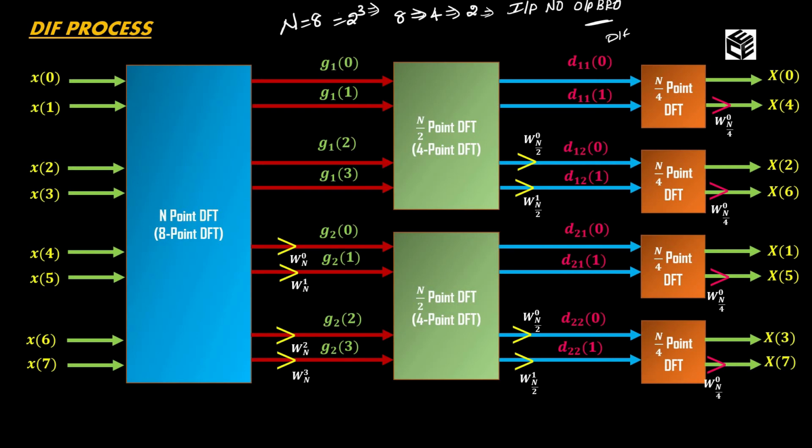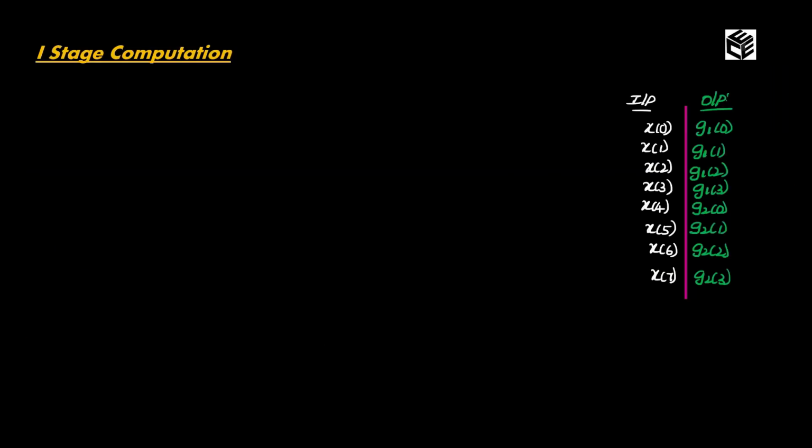Now we are going to derive the expressions for each stage of computation. Let's start with the first stage computation. For the first stage computation, the input is x of 0, x of 1, x of 2, x of 3, x of 4, x of 5, x of 6 and x of 7. The output is g1 of 0, g1 of 1, g1 of 2, g1 of 3, g2 of 0, g2 of 1, g2 of 2 and g2 of 3.